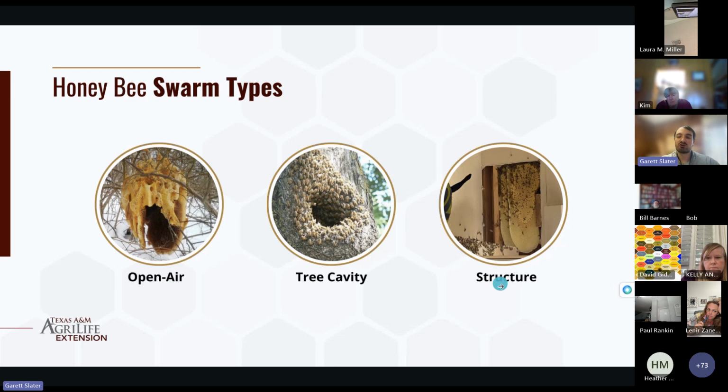And then finally, structures. Bees can form homes in walls. They can form homes in sheds or these other situations. And so these are really the three different swarm sites. But in order to go to these three homes, they have to reach a consensus.